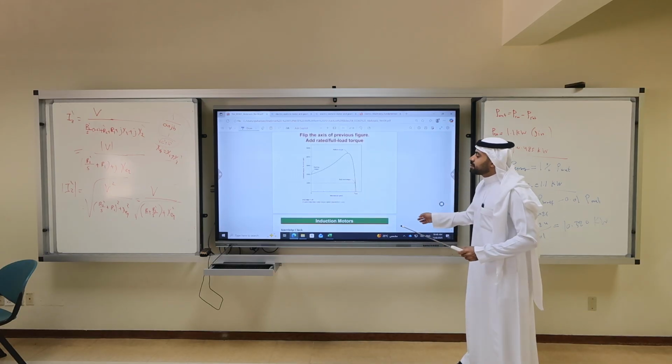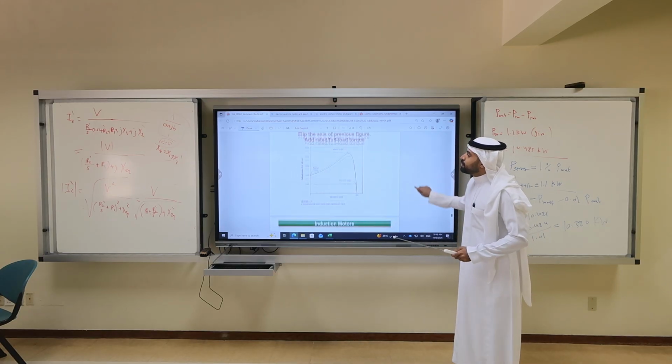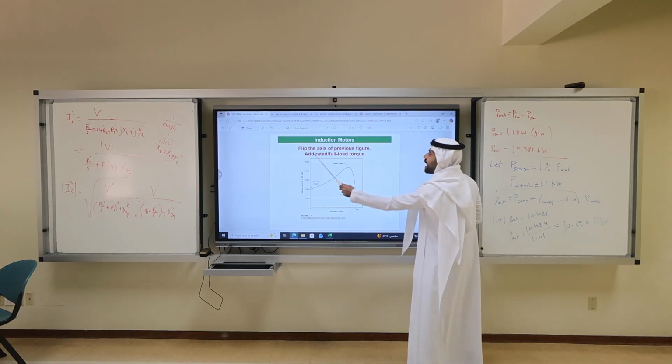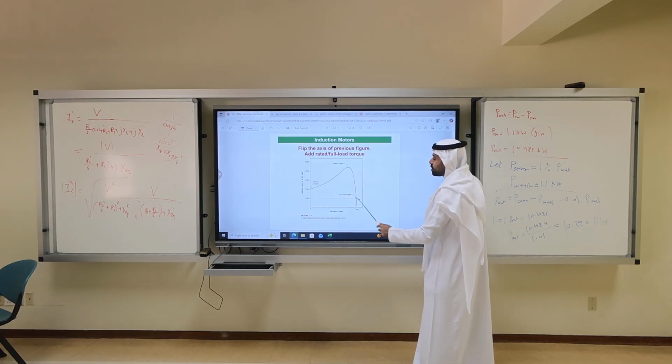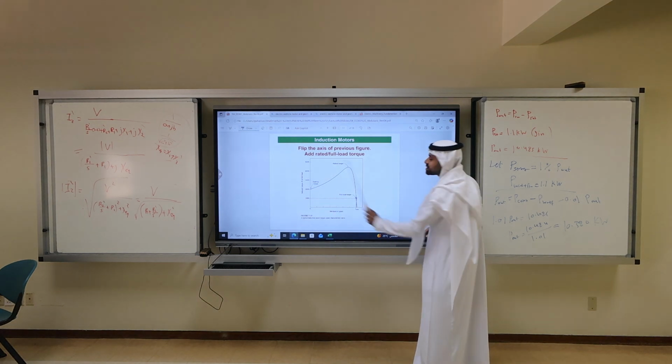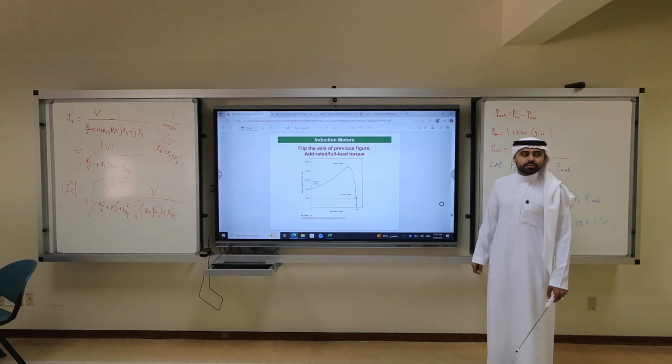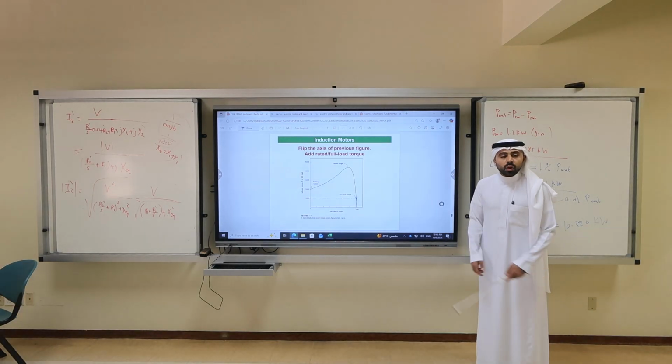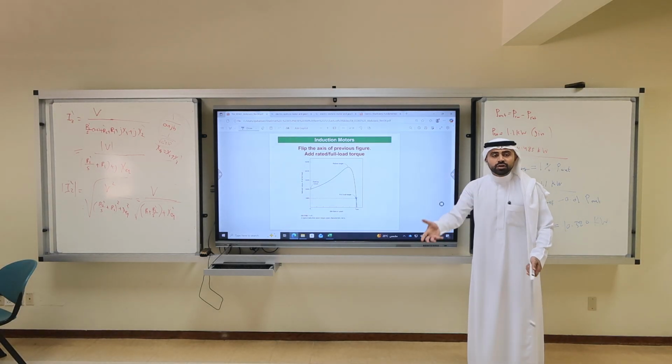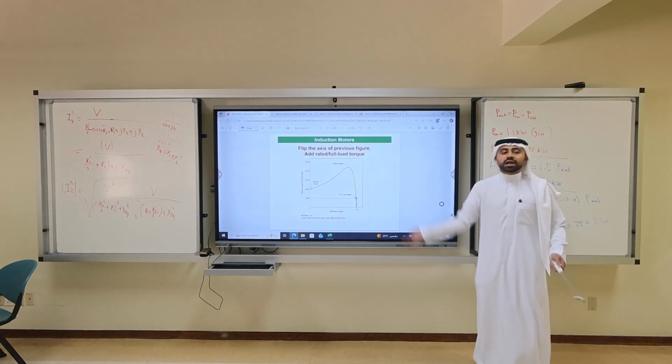Let's look at this curve. It's a better curve. Flip the axis of the previous figure, add rated full load. Here is the full load rated. And usually it is half of the starting torque. It makes sense. Why? When I connect the machine with a load, I need a higher torque to turn it.